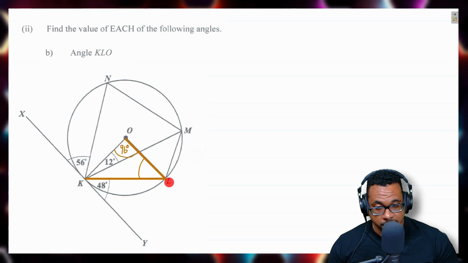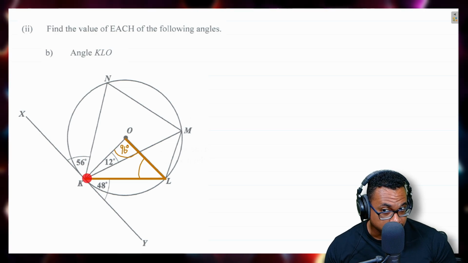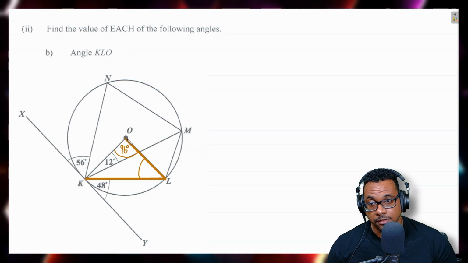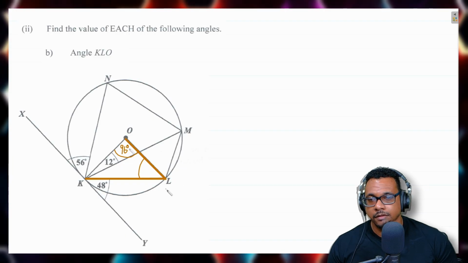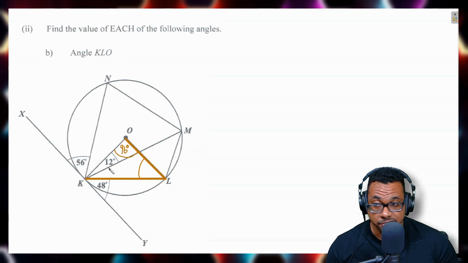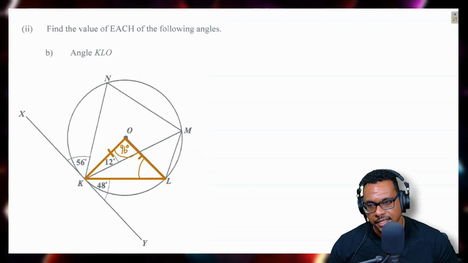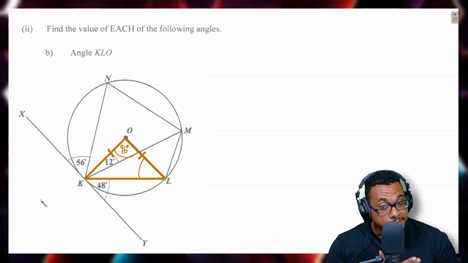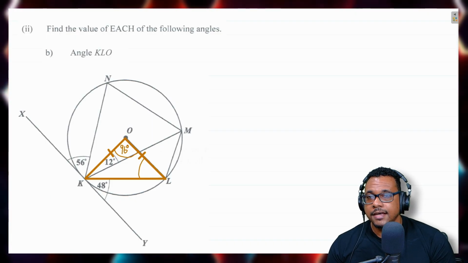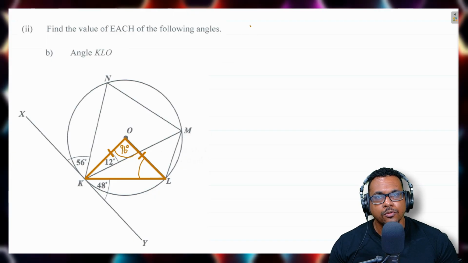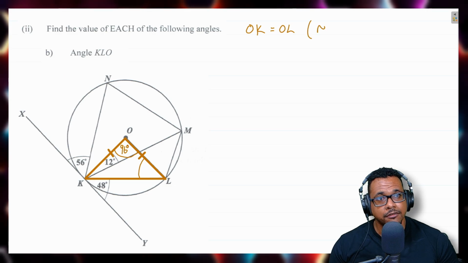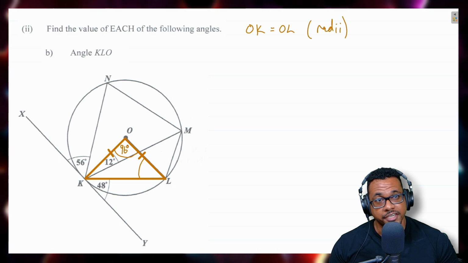Now, O to L is the radius, and O to K is also the radius. So, OK and OL are equal to each other. Therefore, this triangle here would be an isosceles triangle. Let's just connect and form the triangle. And I'll put a dash on this side like that, a dash like that, to show that these two sides are equal to each other. And if I had to write a reason for that, I would put that OK is equal to OL, and the reason for that would be radii, the plural of radius.